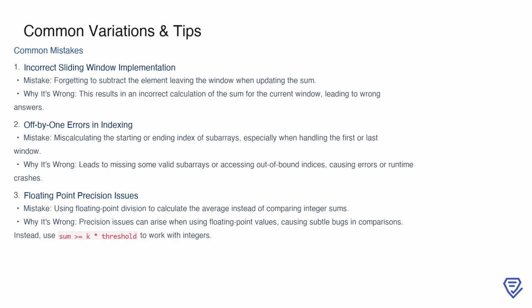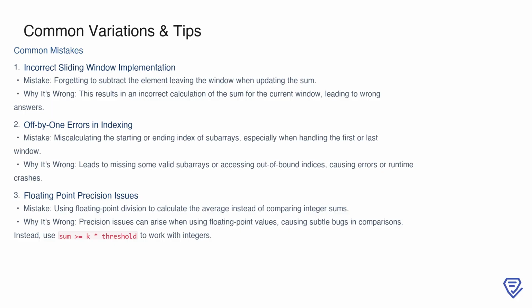Another mistake involves off-by-one errors in indexing. For example, miscalculating the starting or ending index of subarrays is easy to do, especially when dealing with the first or last window. This can lead to missing valid subarrays or accessing out-of-bound indices, which might even cause runtime crashes.